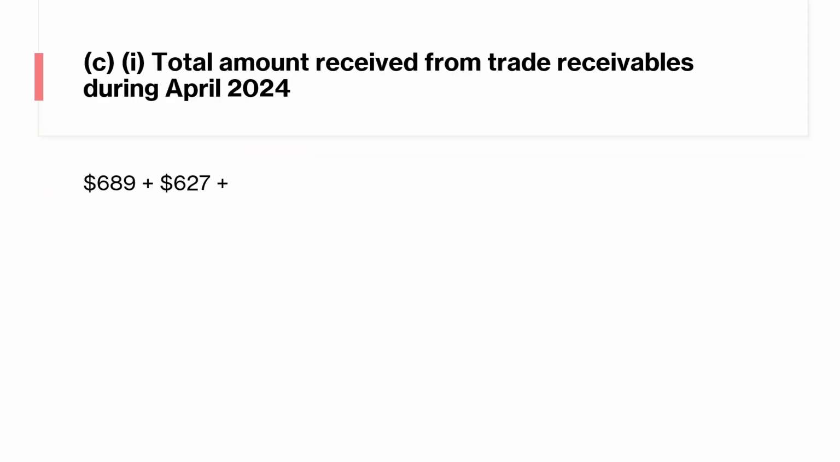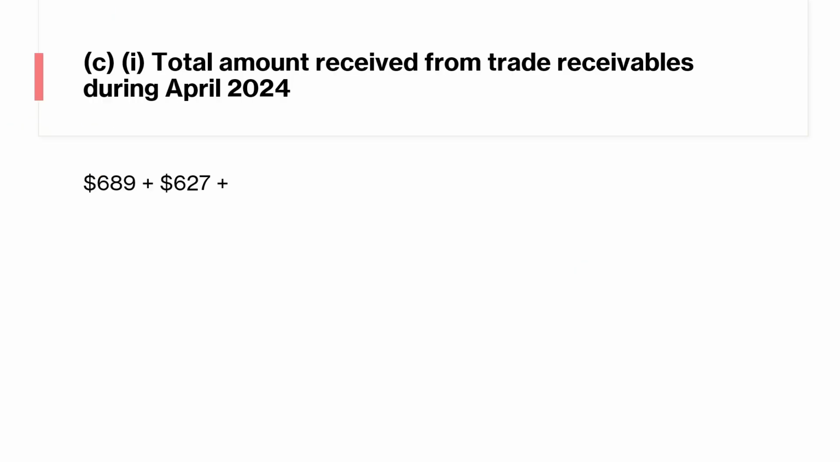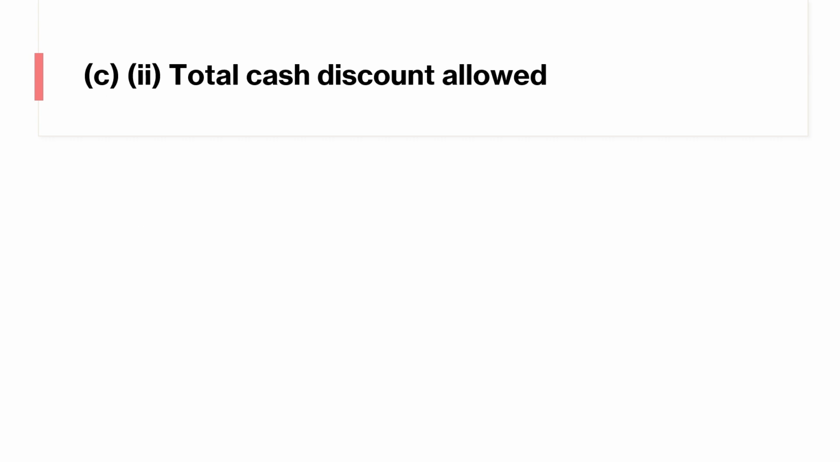So you add that. And the last one is on the 19th, $760 from Nuru by electronic transfer. So you add that and it'll total $2,076. Question C, part 2, we should calculate the total cash discount allowed.